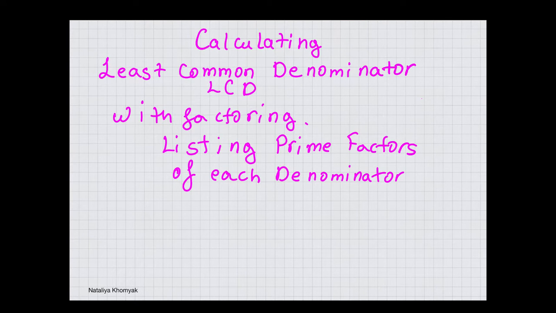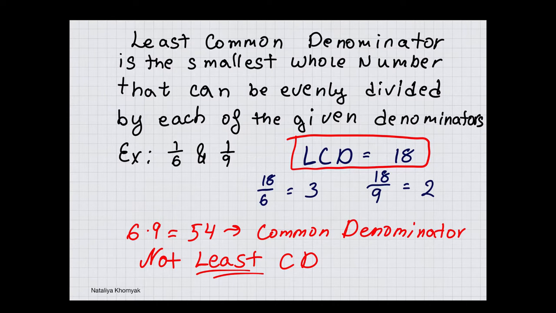Calculating the least common denominator (LCD) with factoring, which involves listing the prime factors of each denominator. Just like before, the least common denominator is the smallest whole number that can be evenly divided by each of the given denominators. An example is 1/6 and 1/9. The least common denominator is 18, which is the smallest number that can be divided by 6 and 9 at the same time. 6 will go into 18 3 times, and 9 will go into 18 2 times.